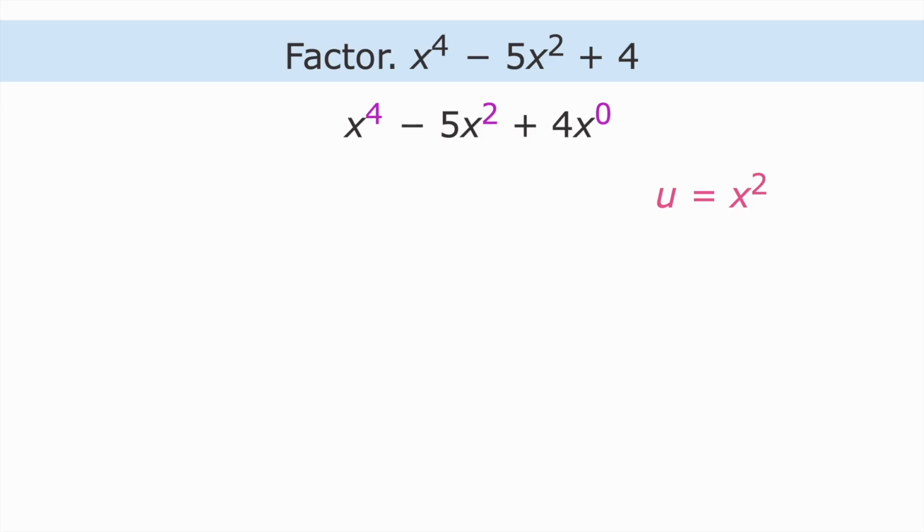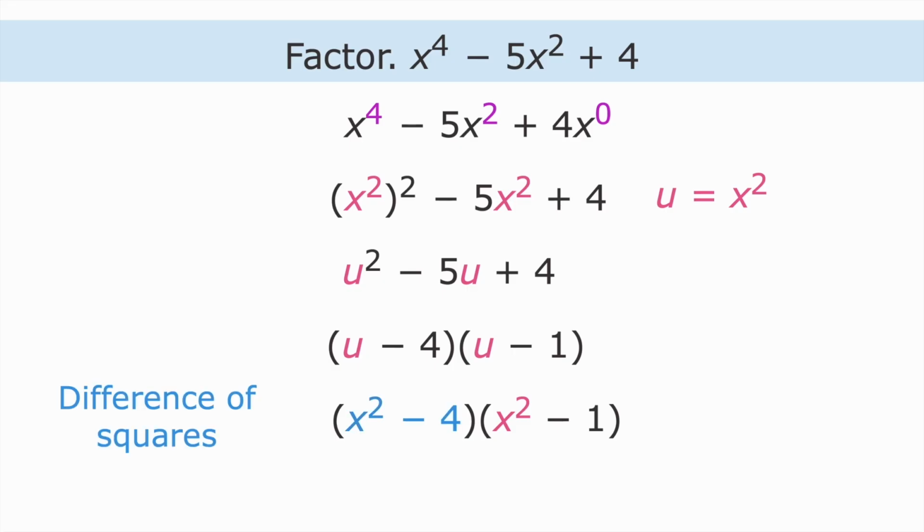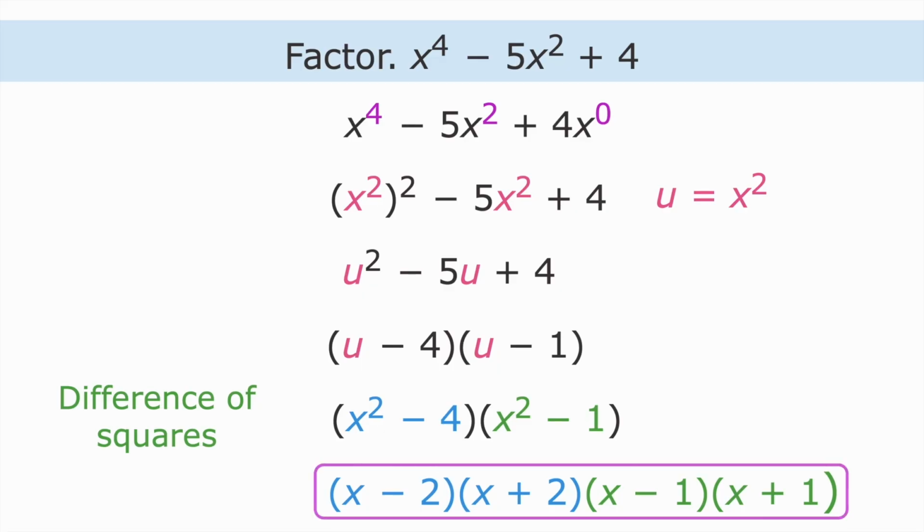Remember that x to the 4th is equal to x squared squared, so this expression can be rewritten as u squared minus 5u plus 4. This looks much more manageable for factoring. This factors to u minus 4 times u minus 1. Now that we have our factors, let's put x squared back in for u. Notice that x squared minus 4 is a difference of squares, so we can break that factor down even further as x minus 2 times x plus 2. The same goes for x squared minus 1. It factors as x minus 1 times x plus 1. So our final answer is x minus 2 times x plus 2 times x minus 1 times x plus 1. Nice job here! Let's look at another example.